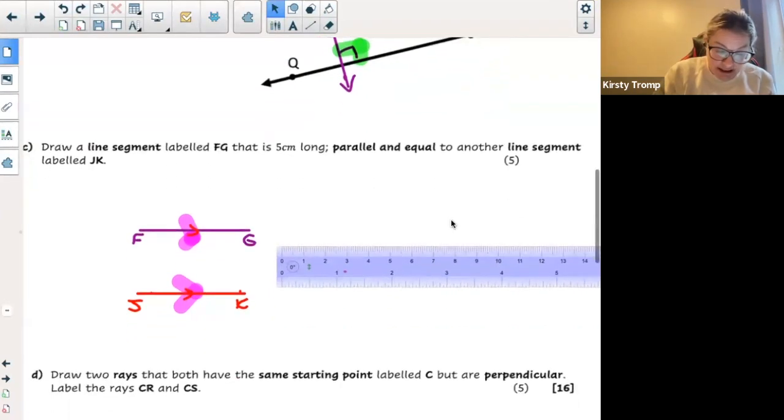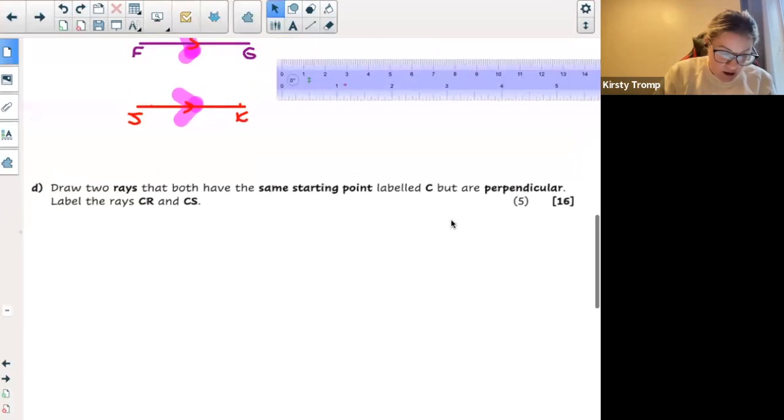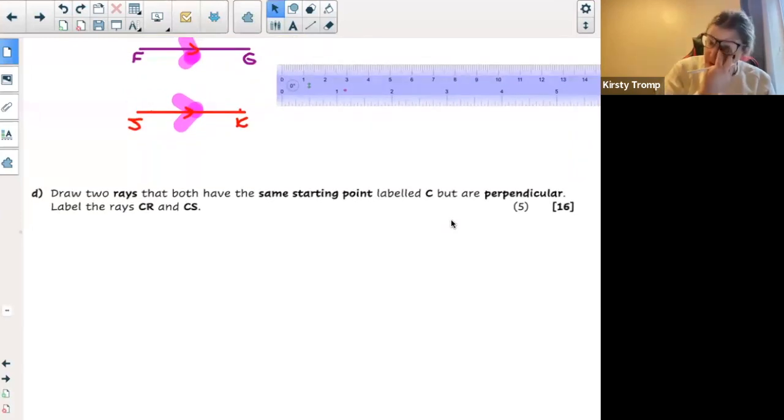Let's have a look and see where we are going now for our last few questions on parallel and perpendicular lines. The first one says, draw two rays. Guys, remember we spoke about the difference between a ray and a line segment a little while ago. Hopefully you remember that, but we're going to go over it again. Draw two rays that have the same starting point labeled C, but are perpendicular. Label the rays as CR and CS.